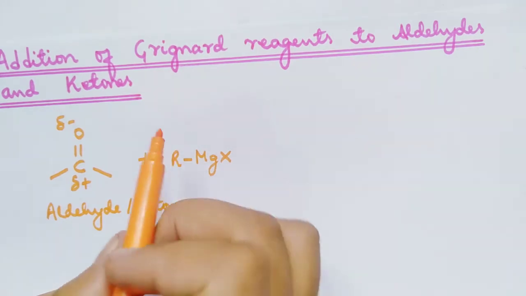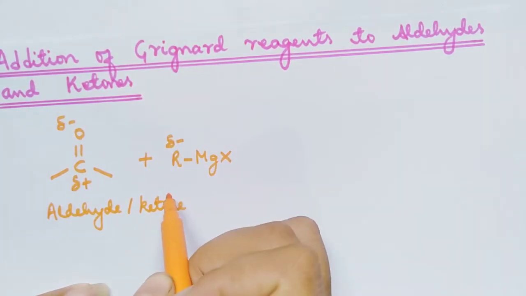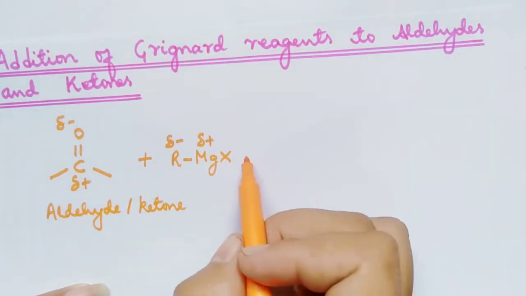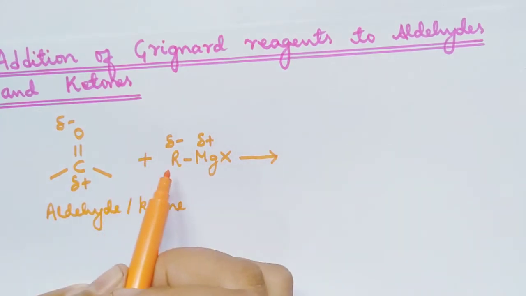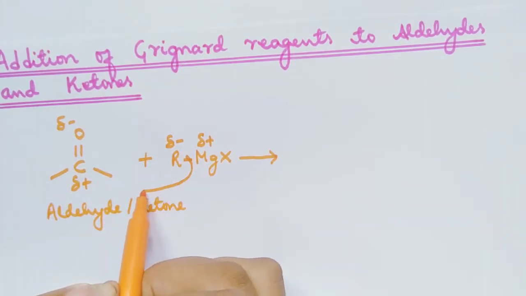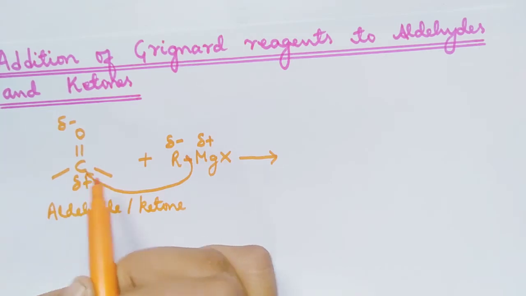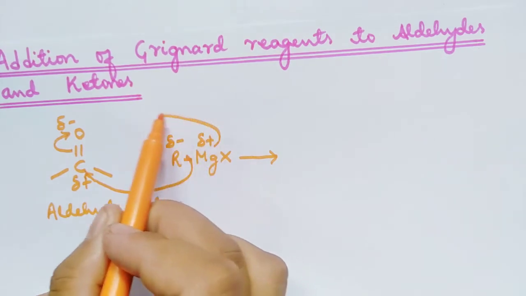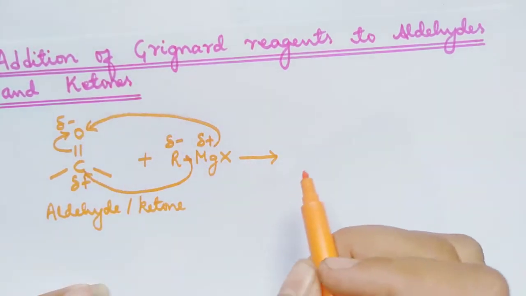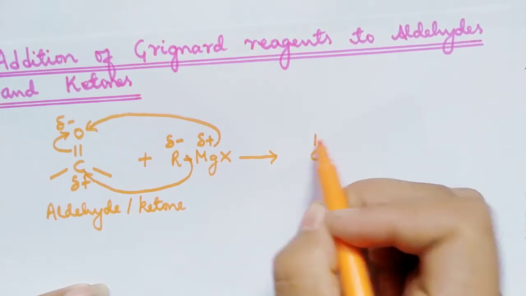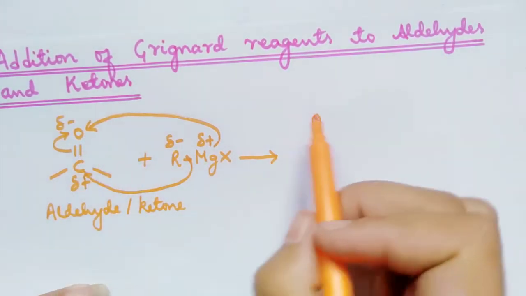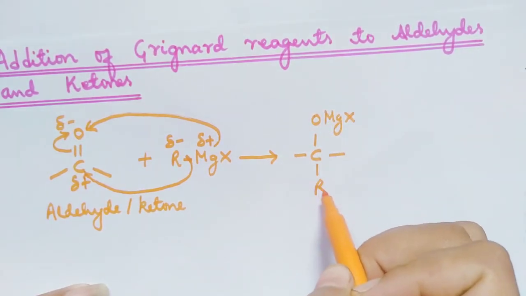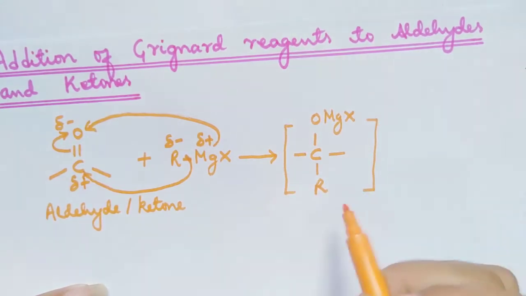The alkyl group exhibits a partial negative sign, whereas this part would be partial positive. So this part goes to attack this partial positive carbon atom, and the electrons from this bond shift here, and hence this part comes here. So what do we have? We have C and then O, MgX, and R. This is an addition compound and it is unstable.